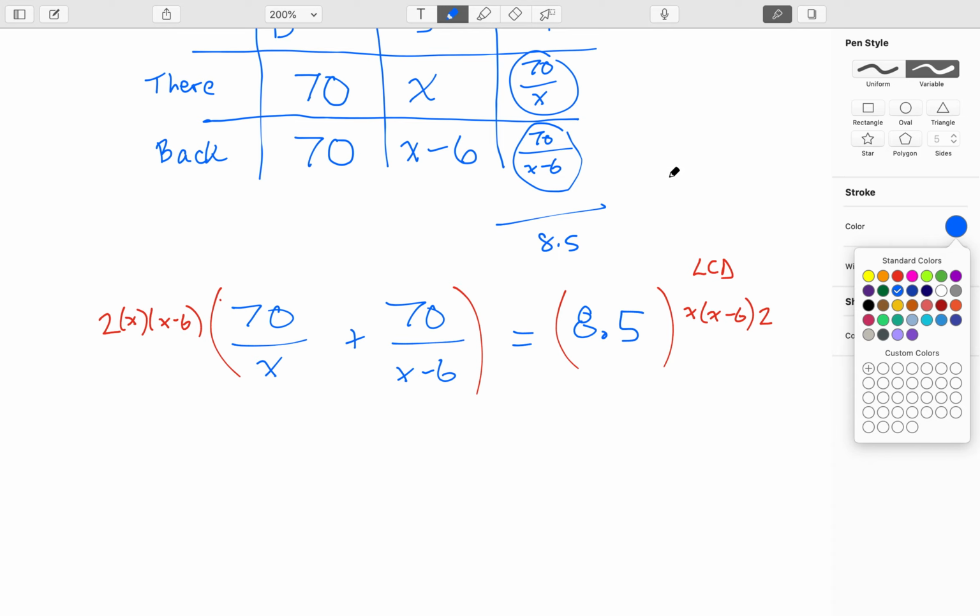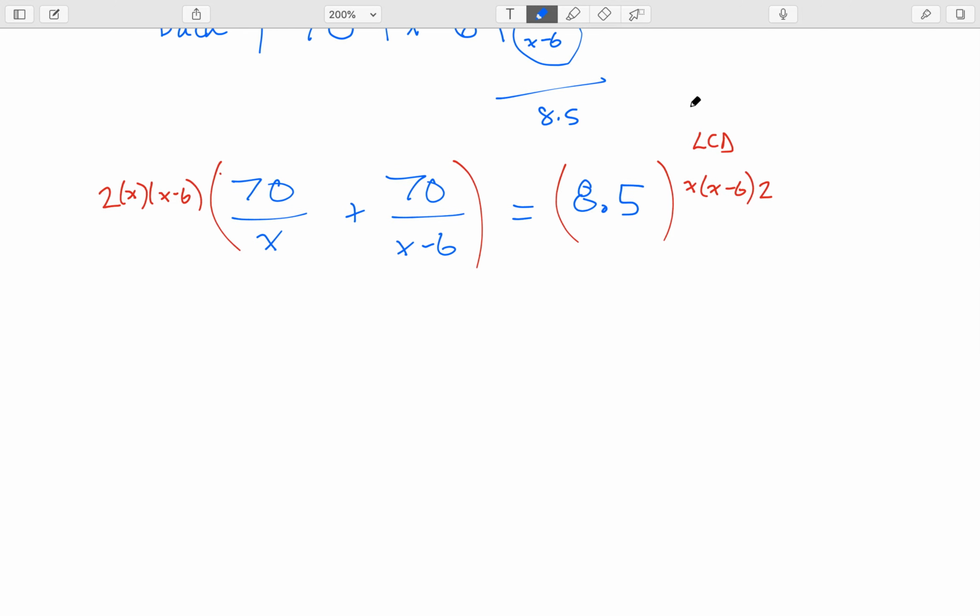Okay, let's do this. Here we go. When I multiply this by here, the x cancels. So I'm left with 2 times x minus 6 times 70. So I'm left with 140 times x minus 6. What about here? The x minus 6 and x minus 6 cancel. 2 times x times 70.